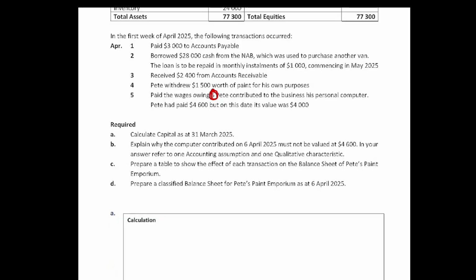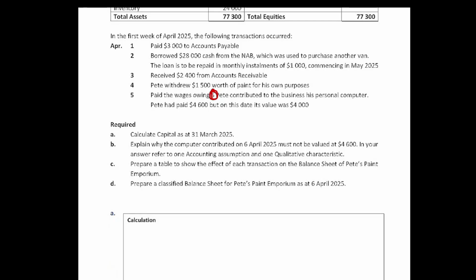4,600? Why? It says explain. You have to explain, tell the logic. There should be a logic. Yeah, it says why. What is the reason? Okay. Why is that? Because whoever said 4,000 is correct. Why? It says it must not be valued as 4,600, yes, exactly.